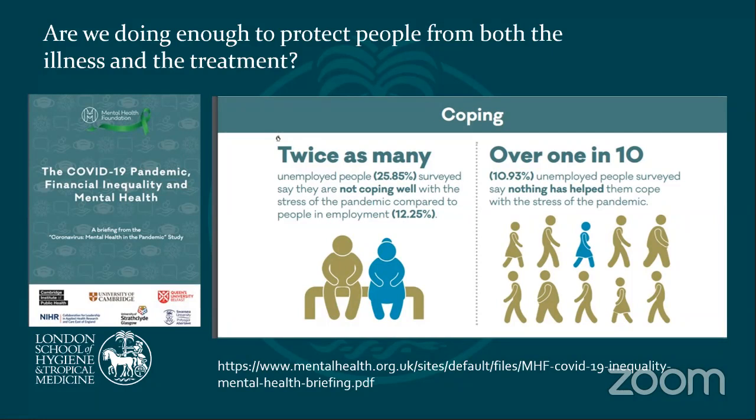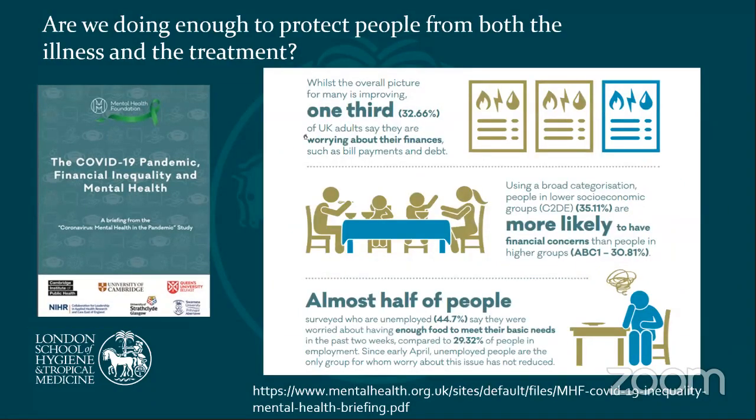This report from the coronavirus mental health and the pandemic study, I think, is particularly helpful. It points out that twice as many unemployed people say they're not coping well with the stress of the pandemic compared to people in employment. One in 10 unemployed people say that nothing has helped them to cope with the stress. And again, there is a wealth of data in this report. While the overall picture for many is improving, and we've seen how billionaires have done particularly well in the pandemic, a third of British adults are worrying about their finances, and almost half of people surveyed who are unemployed are worried about having enough food to meet their basic needs.